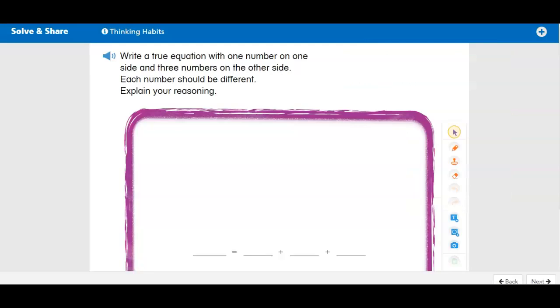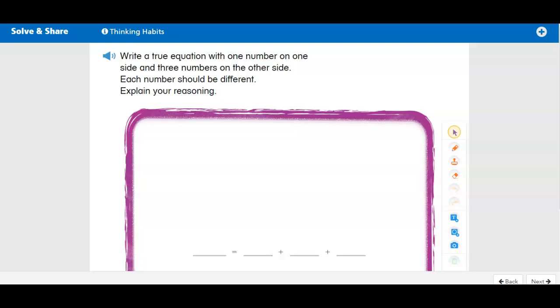Our Solve and Share begins on page 237 in our Envisions Volume 1 workbook. Again, that's page 237. If you need to pause the video to open up your workbook to that page or go grab your workbook, you can pause the video now. But if you're ready to get started on your Solve and Share, then let's get started.